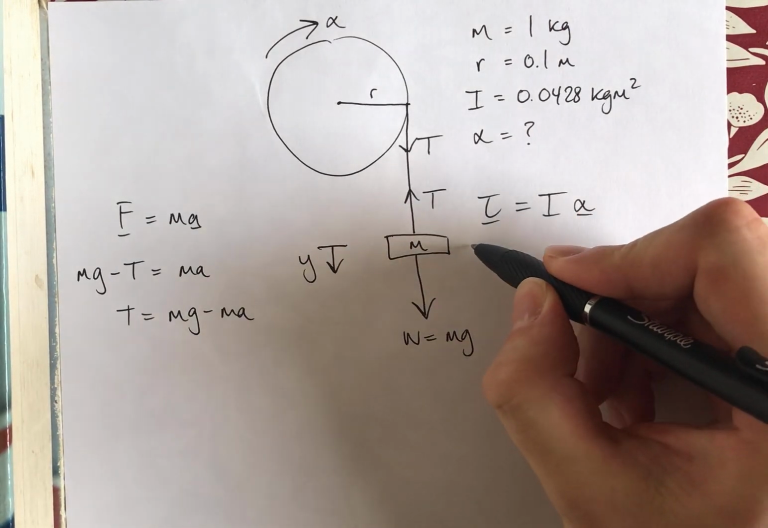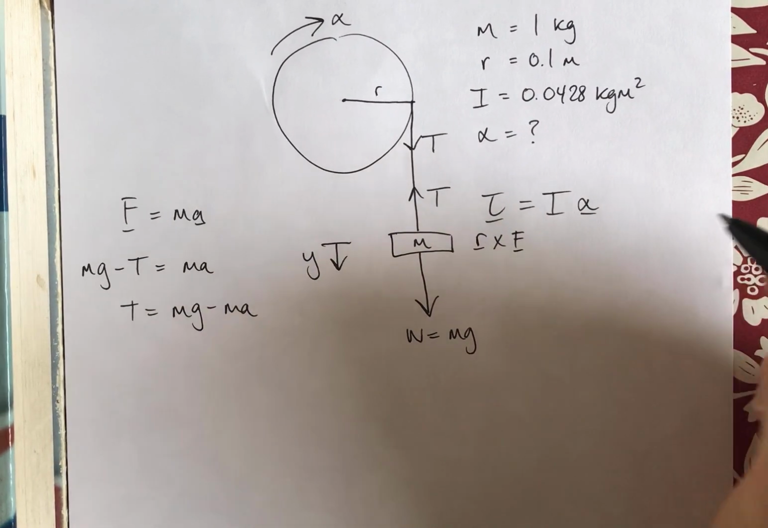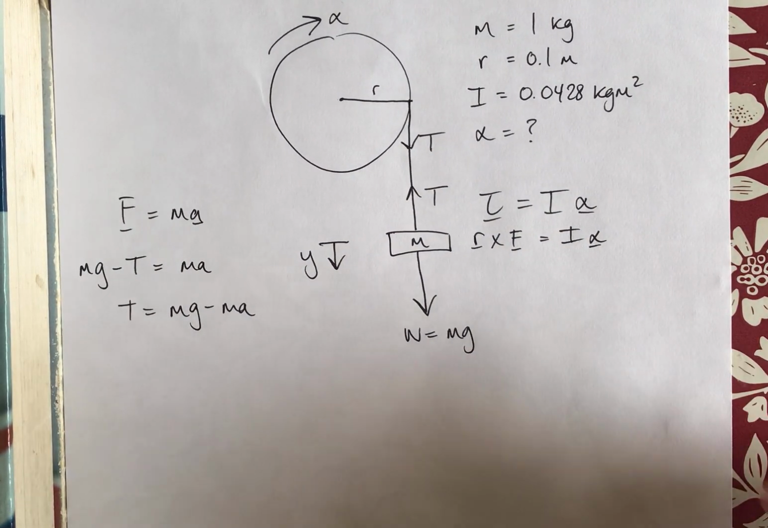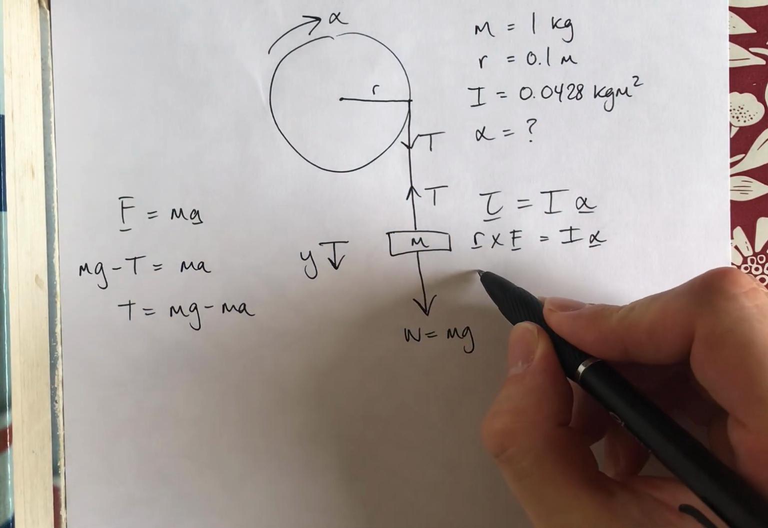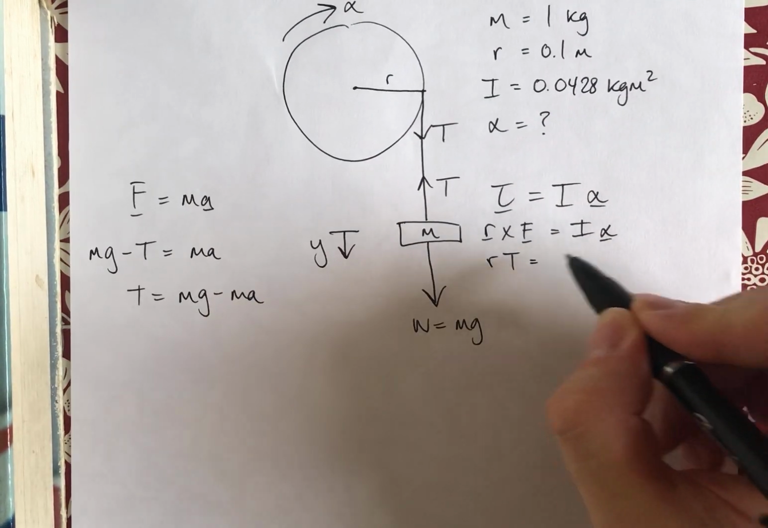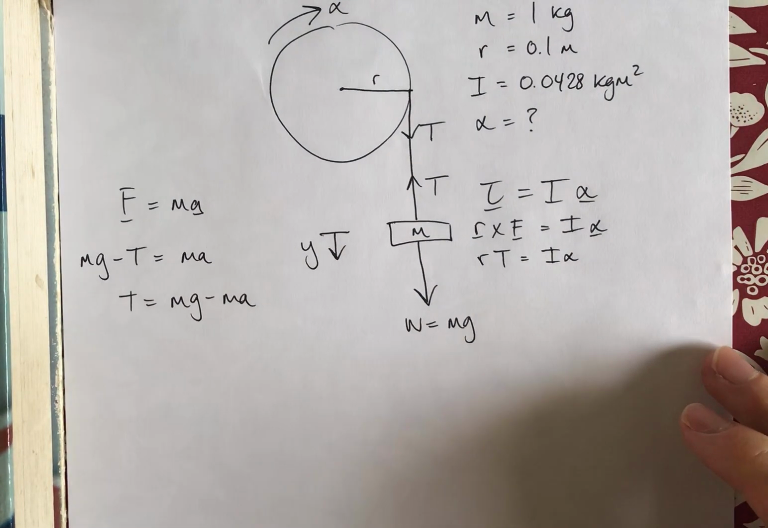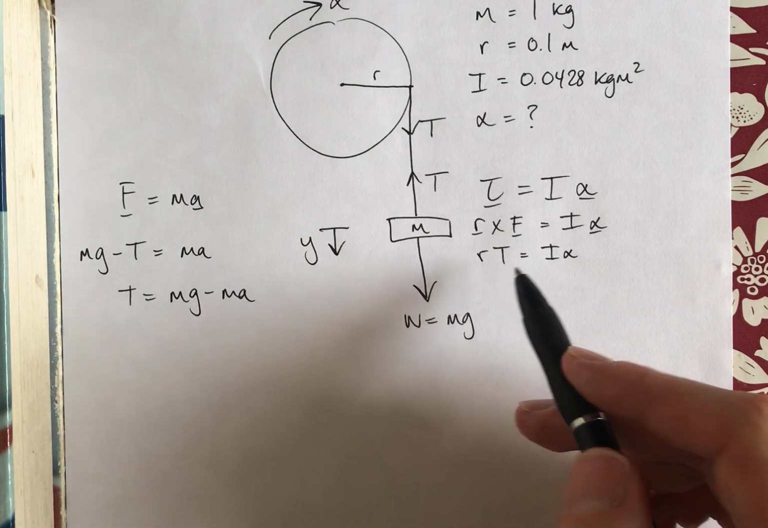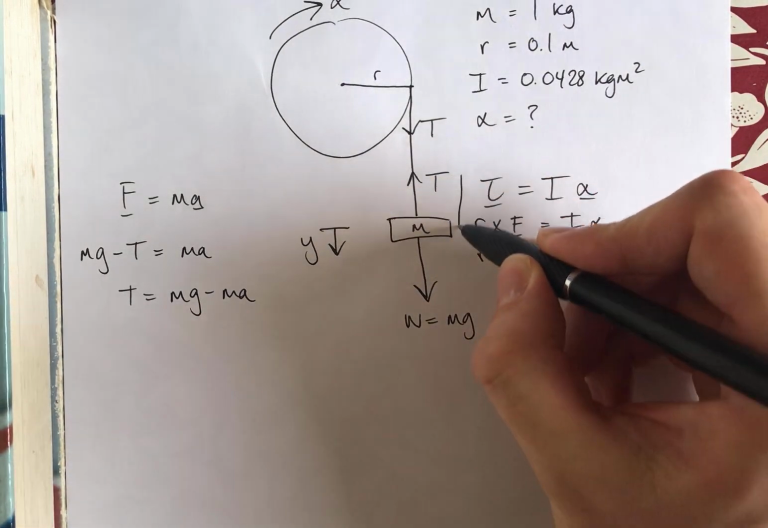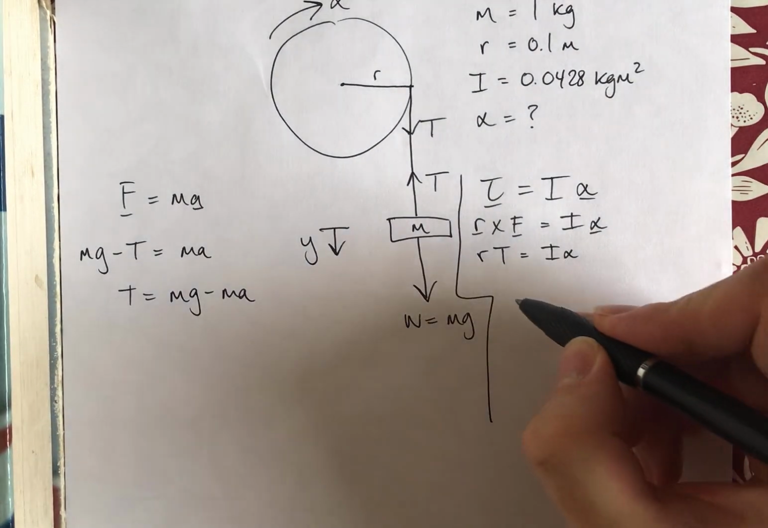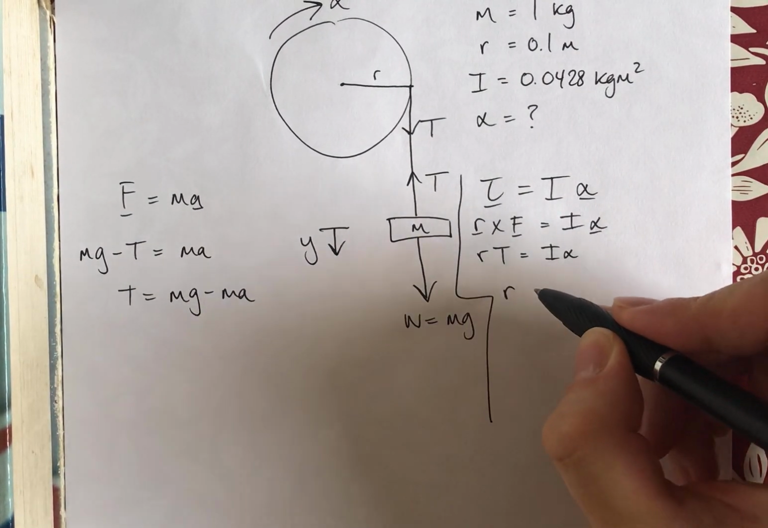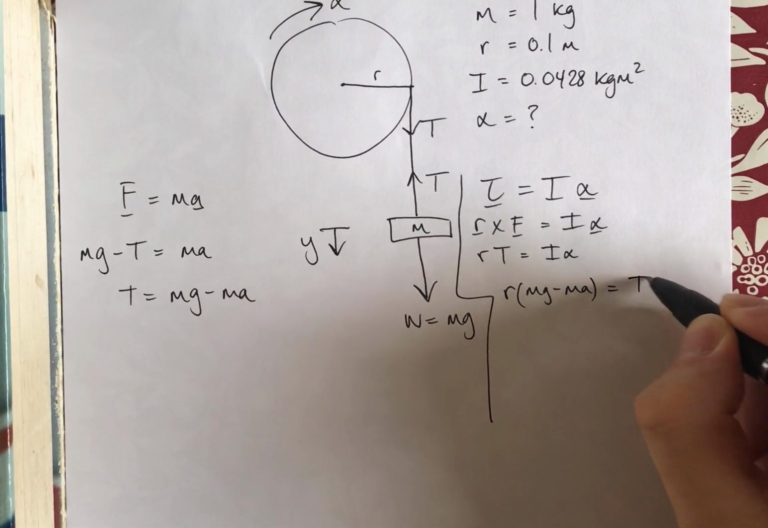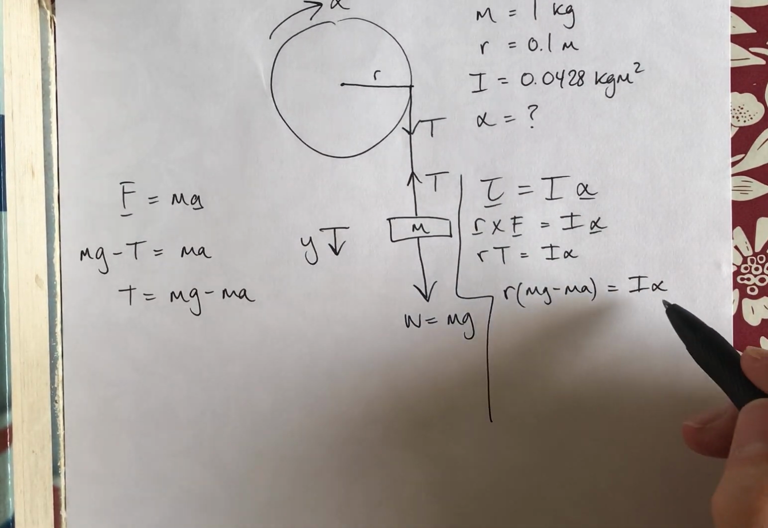So the torque is given by r cross F in general, which is equal to I alpha. And in this case, since these are at a 90-degree angle, that just becomes r times T is equal to I alpha. So we have an expression here for T. I'm going to substitute that into this equation. So we're going to do r times (mg minus ma) is equal to I alpha, and we want to solve for alpha.